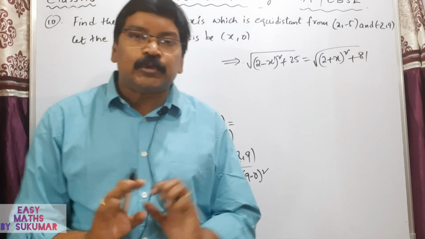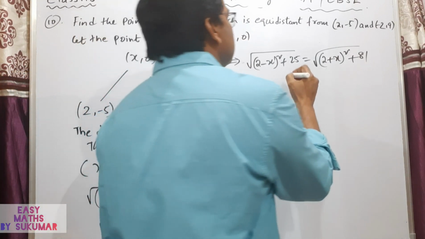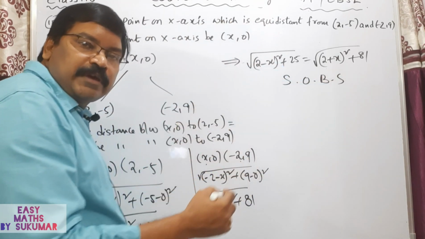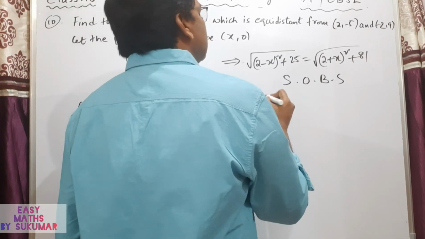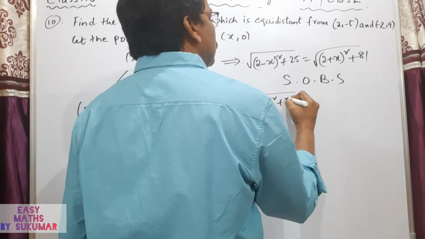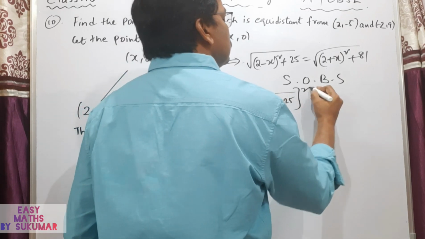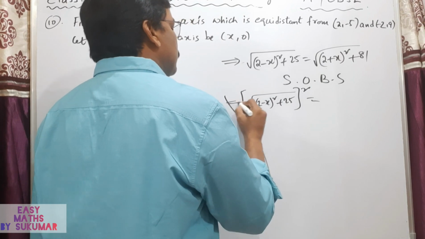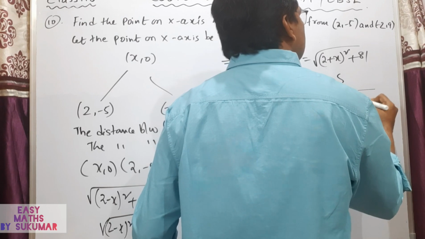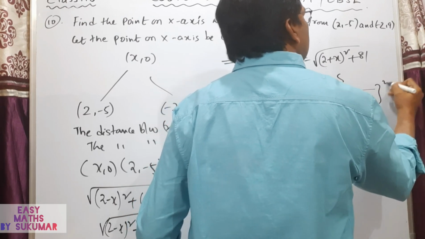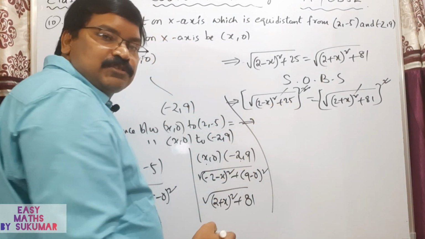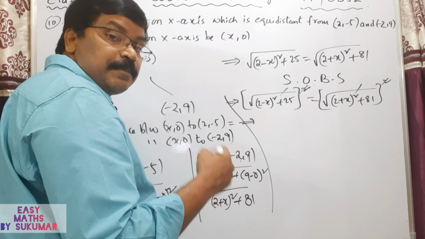Okay, now to remove the square roots on both sides, just squaring on both sides, that means root of (2 minus x) whole square plus 25, whole square, is equal to root of (2 plus x) whole square plus 81, whole square. Now square root get cancelled. So this implies (2 minus x) whole square, let us expand using (a minus b) whole square.